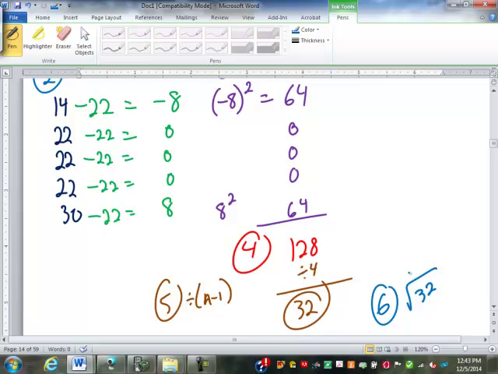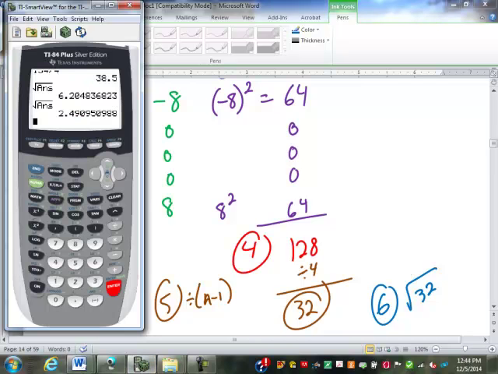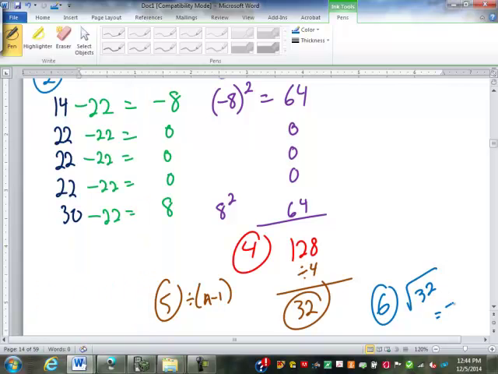Step 6, the last step, is the square root. So the square root of 32 is 5.66. And in the instructions for any problem, it'll tell you where you want to round it off, whether it's rounded off to the nearest 10th or 100th. Here we rounded to the nearest 100th.